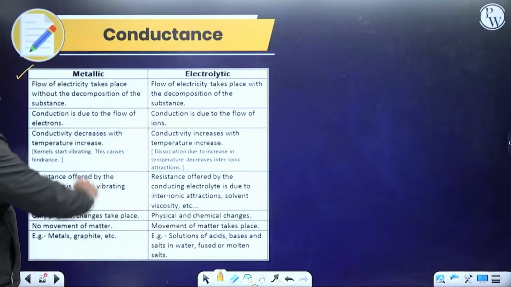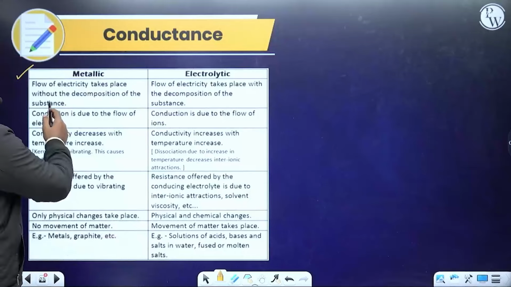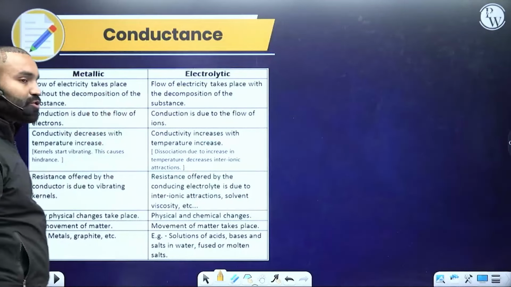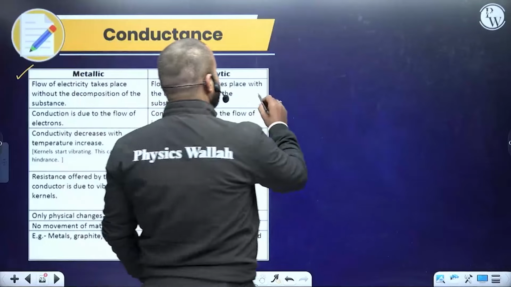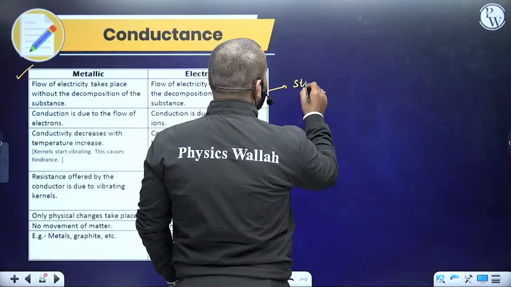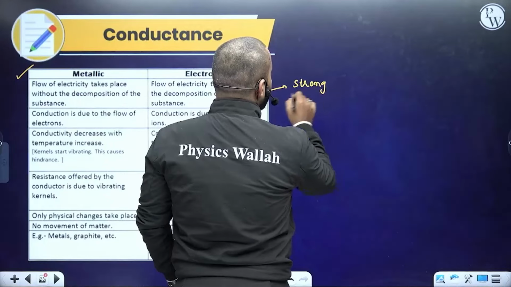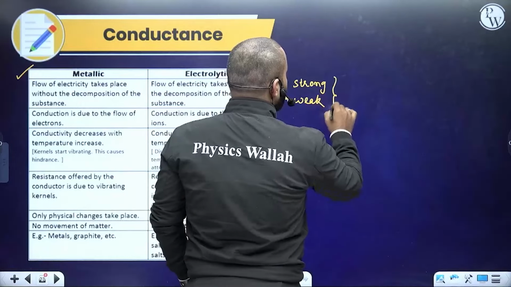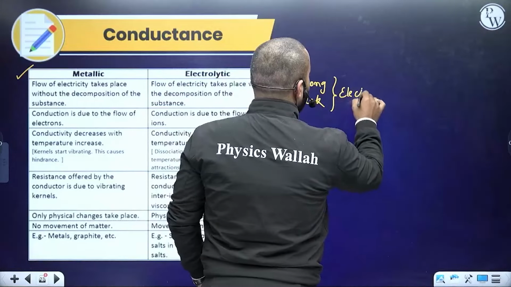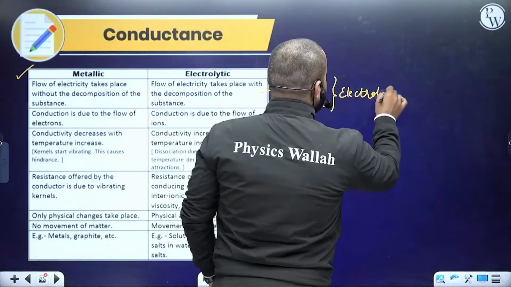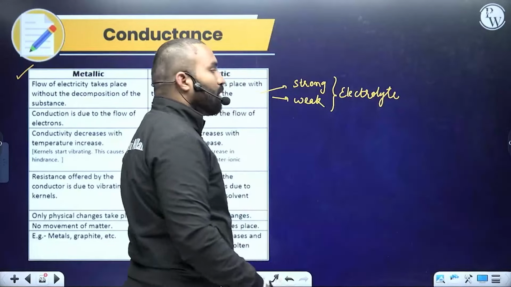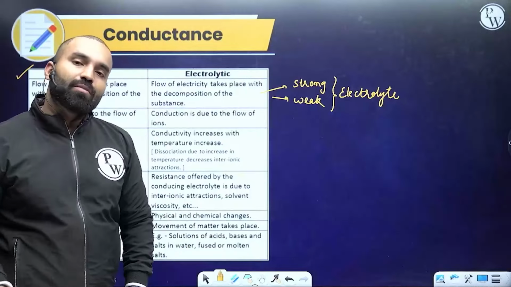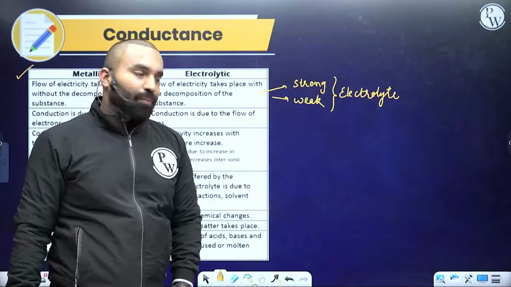This is a very important table, guys. In metallic conduction the flow of electricity takes place without the decomposition of the material, but here the decomposition happens. So there are two types of materials. One is called a strong electrolyte. The other one will be a weak electrolyte. We know that the strong one will produce more ions, so conductivity will be higher, and the weak one will produce fewer ions, so conductivity will be poor.